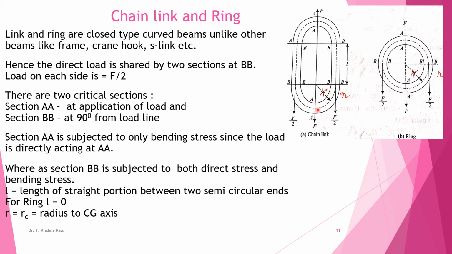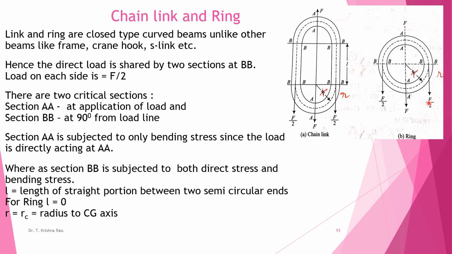Since it is a closed link like this, whatever the F we apply here is shared at the two parts, F by 2 on this side and F by 2 on this side. So this F is the total load. Each reaction will be F by 2 acting on section BB. So the direct load at section BB is F by 2, not F. This F is divided into two parts, F by 2 and F by 2.